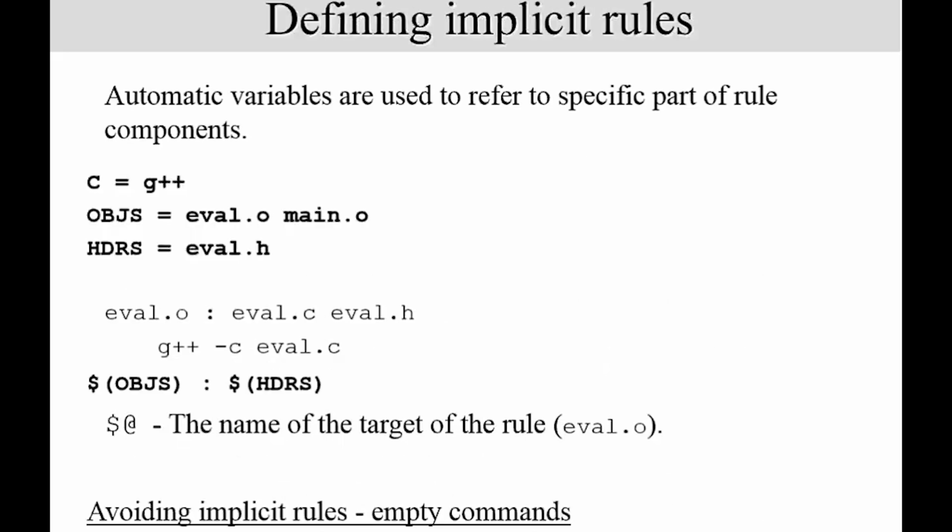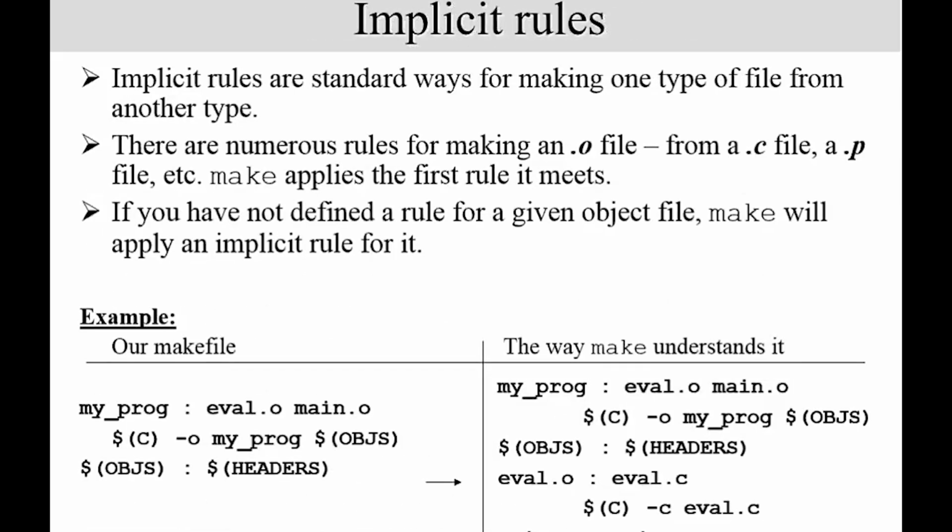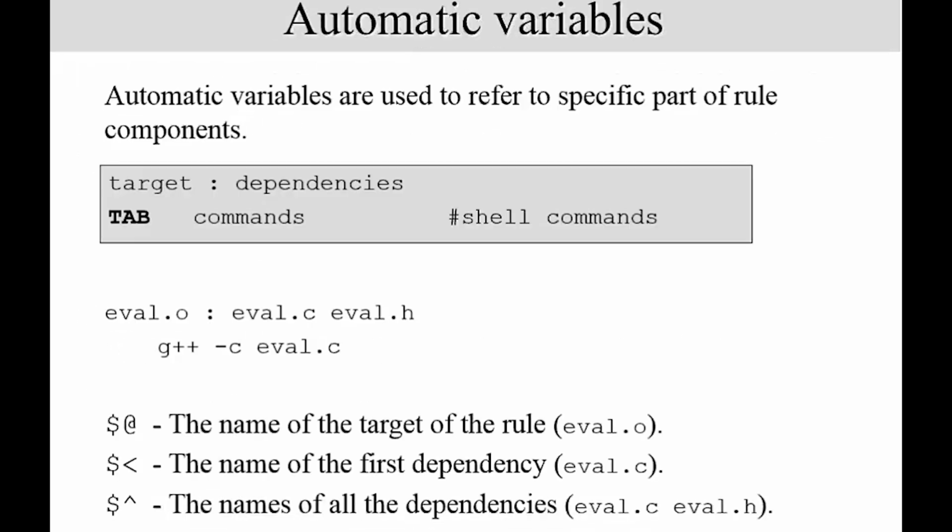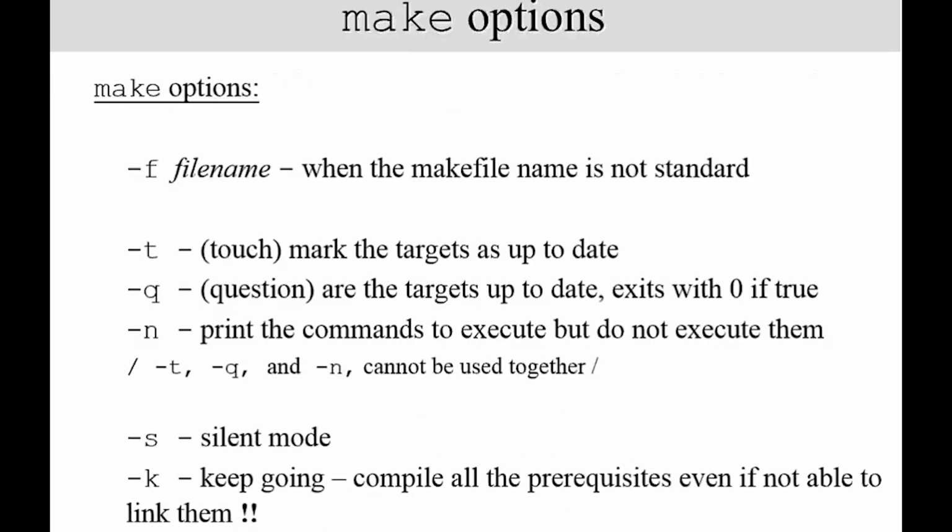So if you do make -n of your makefile, which is maybe like this, it will only print all the various commands, like g++ -o prog, and then g++ -c eval.c, and then g++ -c main.c, and then it links it. So this is one way to test whether your dependencies are correct. Just do a -n.